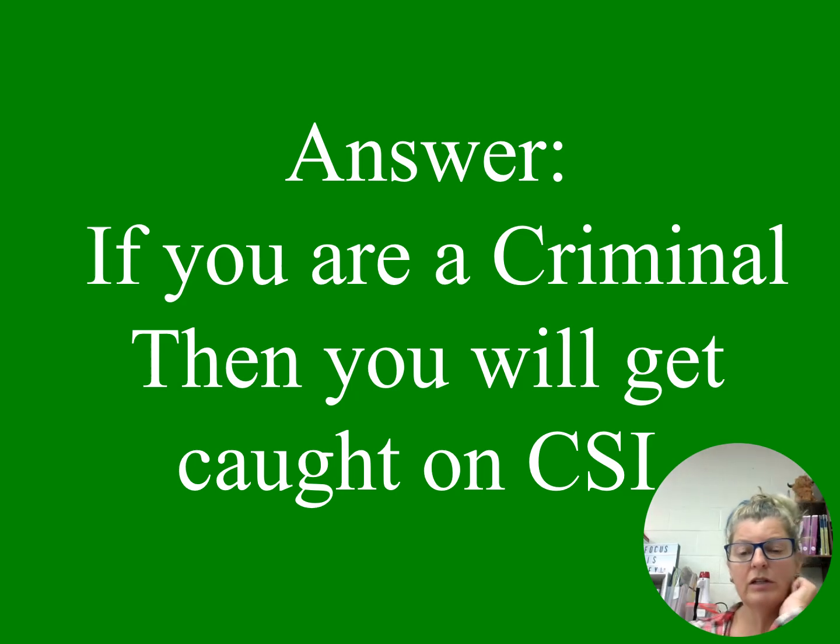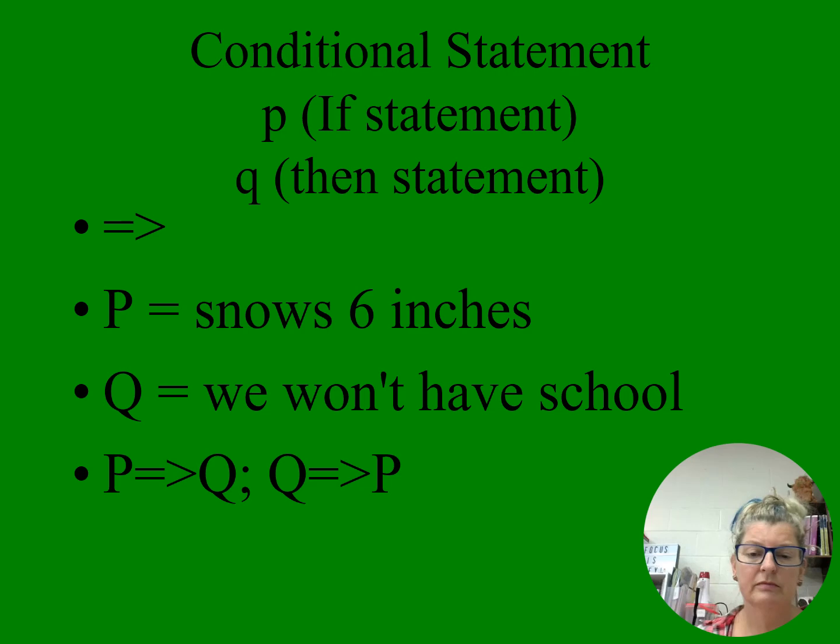In order to do conditional statements, we use what's called an if-then statement. So when you are writing these, what you're looking for is if something happens, then this is the consequence. This is what we call an if-then statement. We use the letters P and Q to represent these. You're going to see this throughout math where we're using letters to represent full statements. So P is the if statement, Q is the then statement.